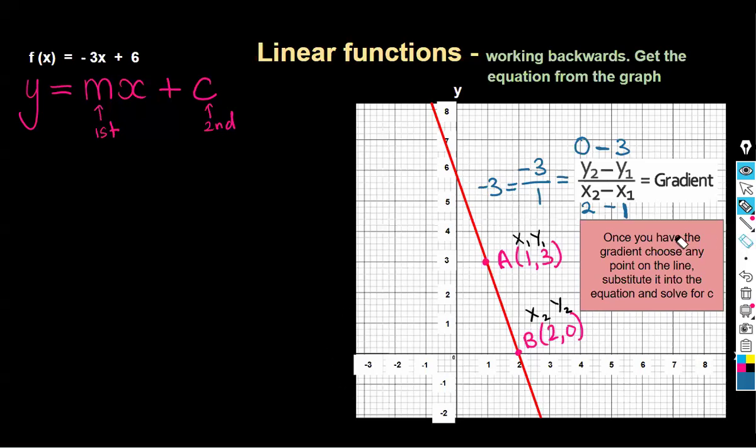We have just worked backwards to figure out that your gradient is -3. And I chose these 2 points. If you choose any other 2 points, you're going to get -3. I guarantee you. Not 3, guys, -3. That minus sign is really important.